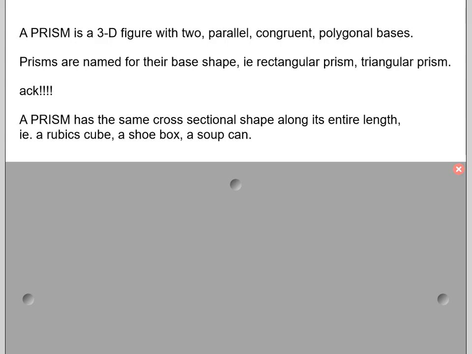Okay, so a prism, and this is a key word to know, prism. A prism's not a pyramid. It's something different. A prism is a 3D figure with 2 parallel, congruent, polygonal bases. Oh my goodness, that's wordy. So we have things like rectangular prism and triangular prism. So an easier way to think about it is a prism has the same cross-sectional shape along its entire length.